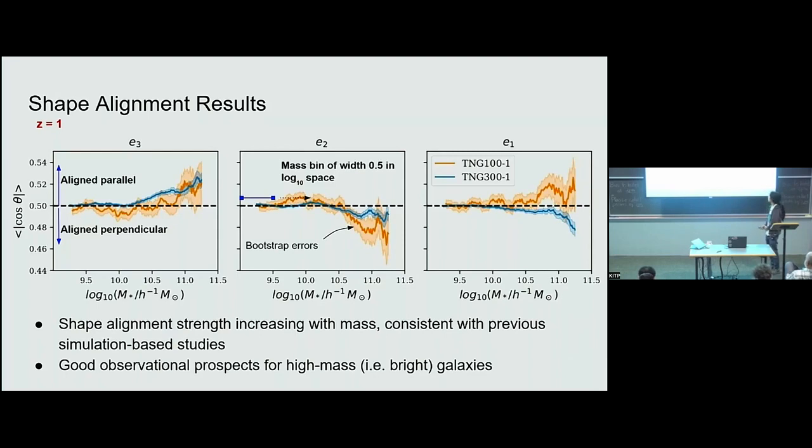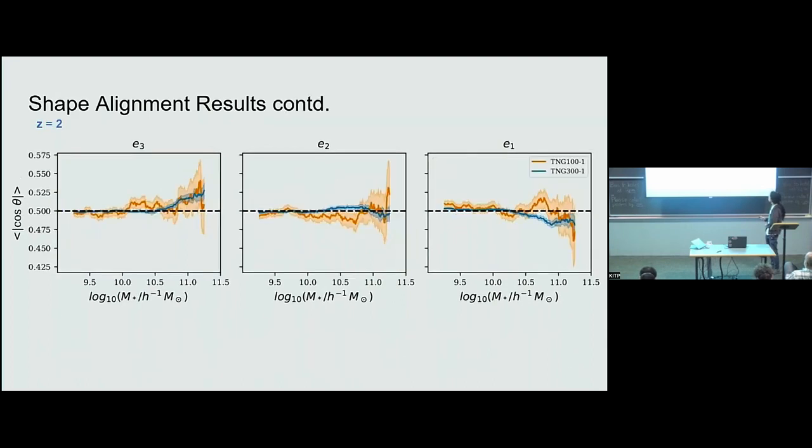So what we see is that looking at the alignment with the E3 eigenvector, which again is the cosmic web filament direction generalized, we get the results we expect from previous works, in that the shape alignment strength is line parallel and that it's increasing monotonically with increasing stellar mass. So since observationally we're observing this high mass end, i.e. bright end, this gives us good observational prospects for actually measuring this in reality. And we see the same thing for redshift 2 as well.